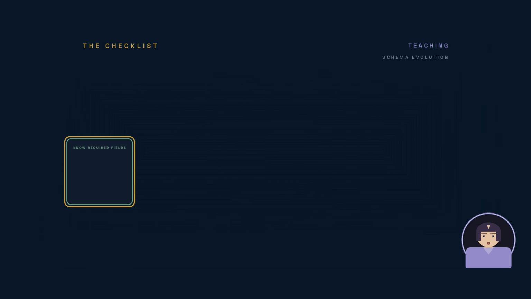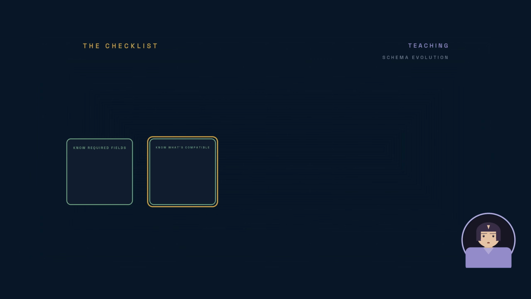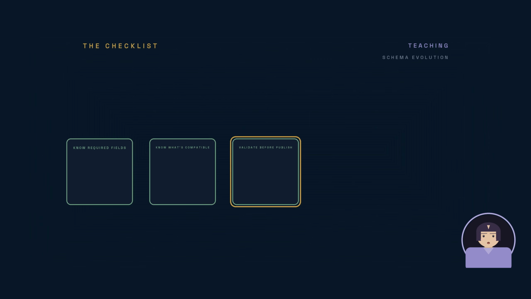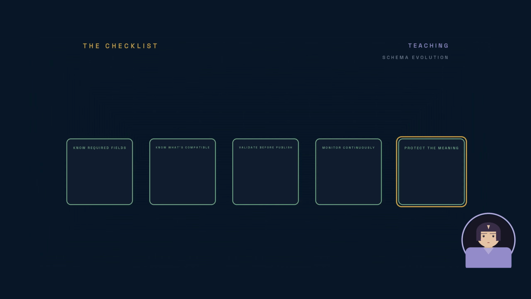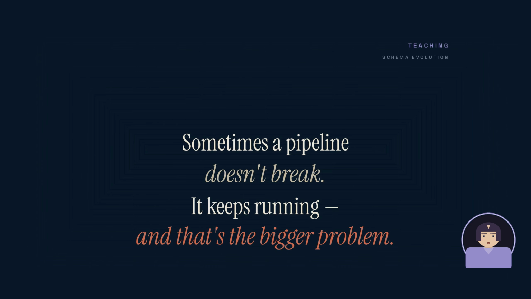Know which fields are required. Know which changes are compatible. Validate before publishing. Monitor continuously, and protect the business meaning behind the schema. Because sometimes a pipeline does not break when the source changes. Sometimes it keeps running, and that can be the bigger problem.